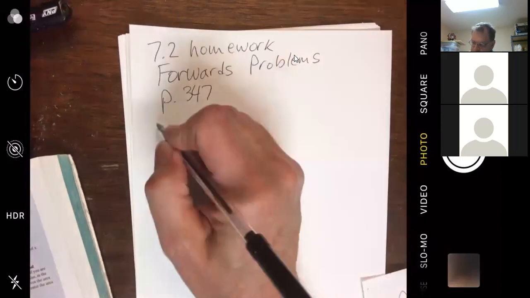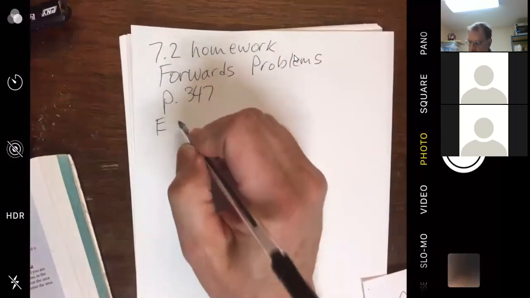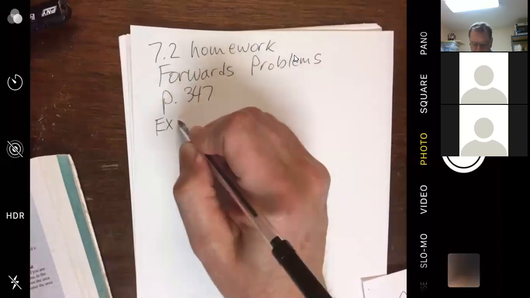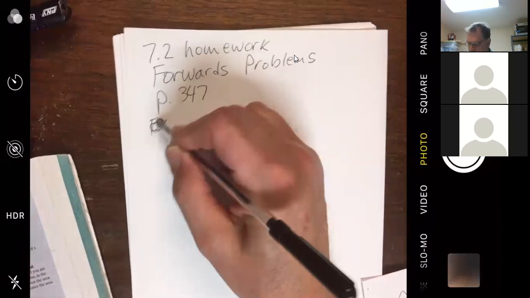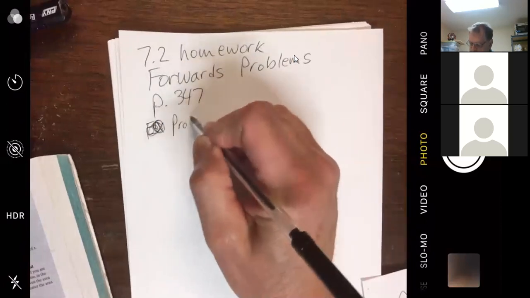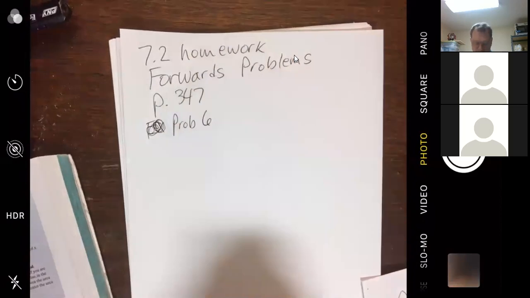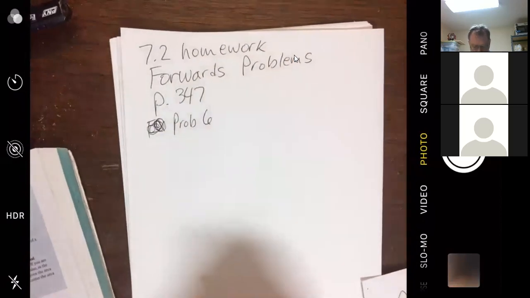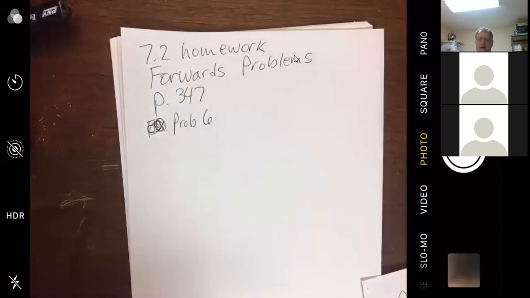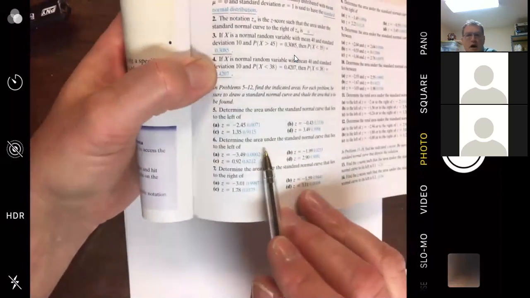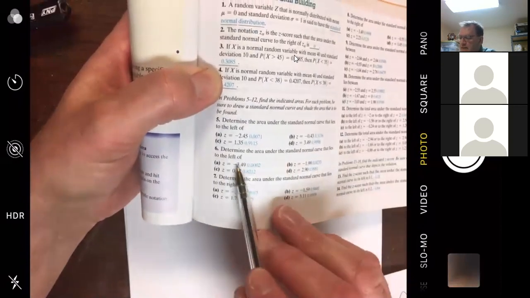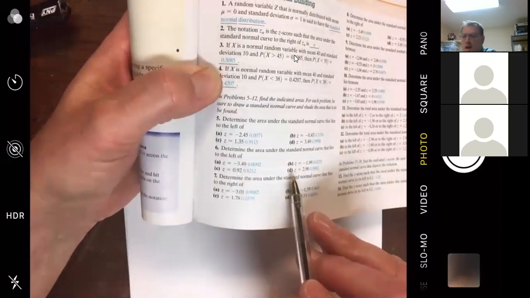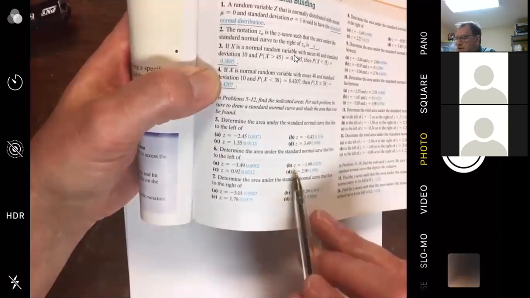All right, so our first example, I'm gonna stick to some of the even ones, let y'all mess with the odd ones. Page 347, exercise, let's go problem 6. There's a lot of parts to some of these. It says, determine the area under the standard normal curve that lies to the left of, and then they give you some of these numbers. I'm gonna start with B.